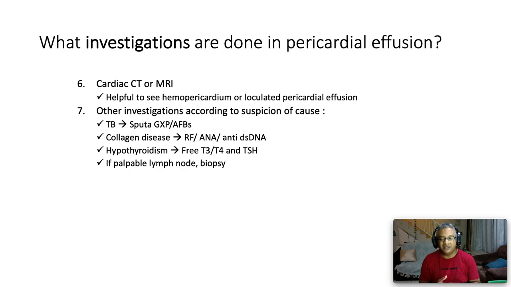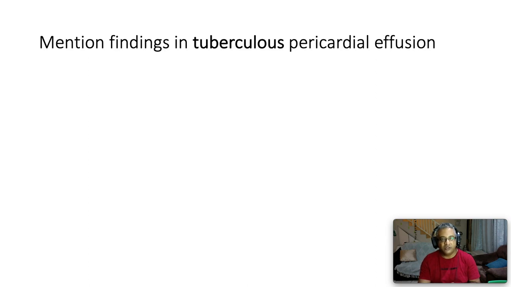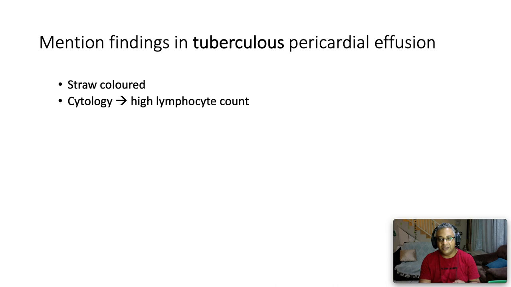You want to do a thyroid function test, essentially. If there's any palpable lymph nodes, you want to biopsy those. Okay. So what are the findings in tuberculous pericardial effusion? So TB, as you know, is very common here in sub-Saharan Africa, right?